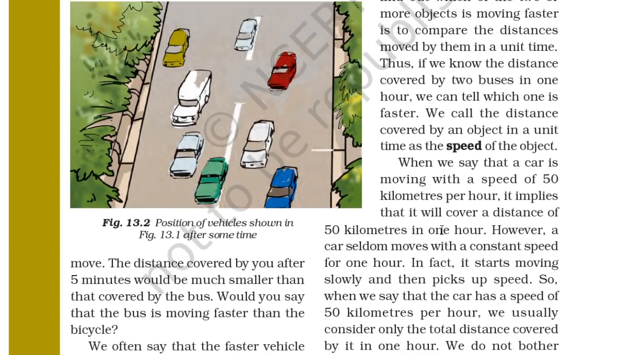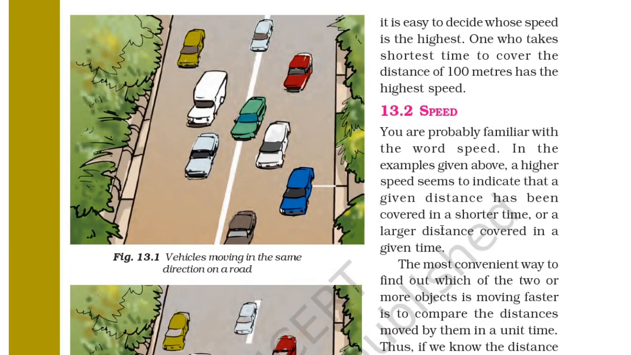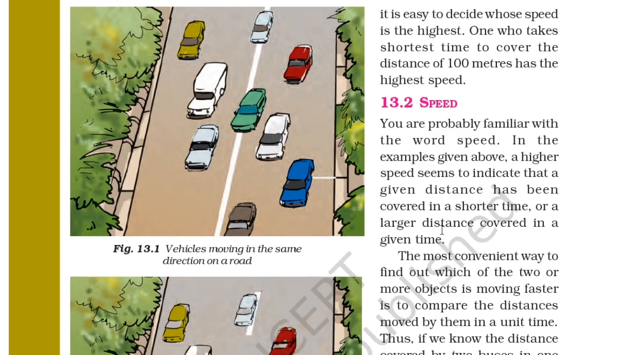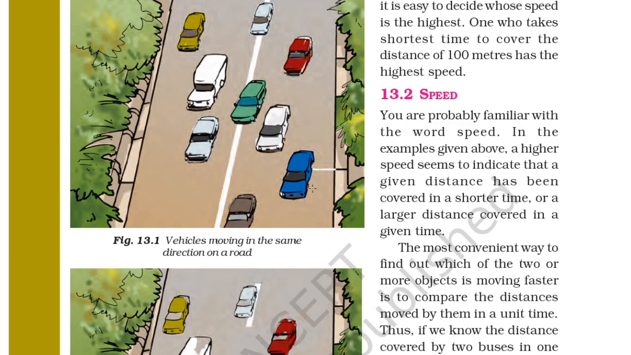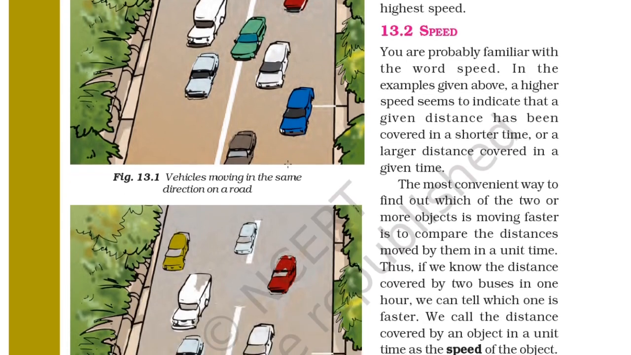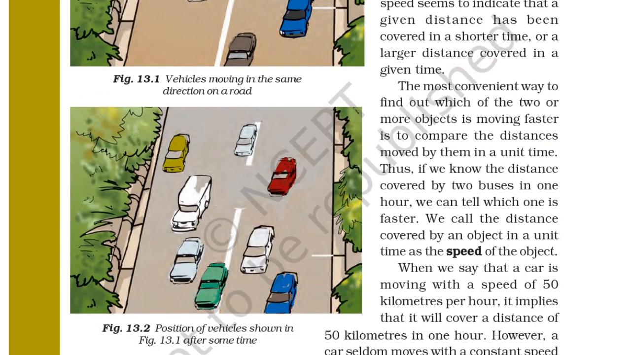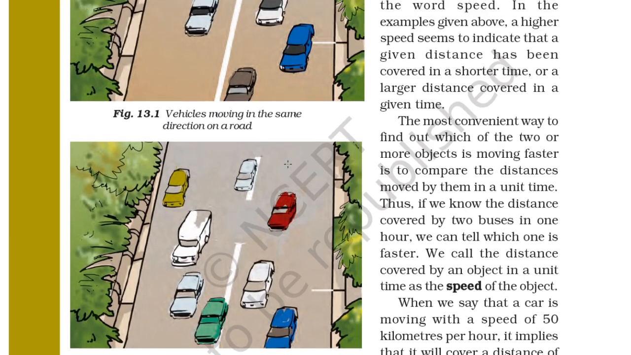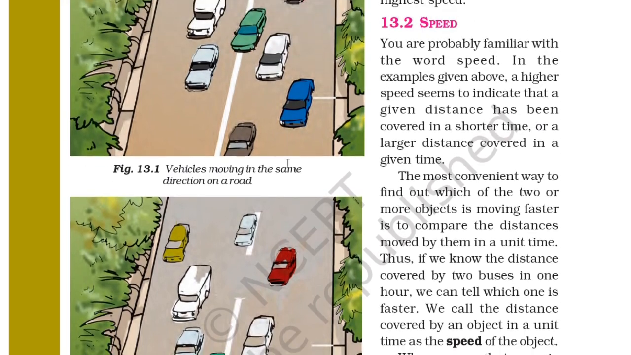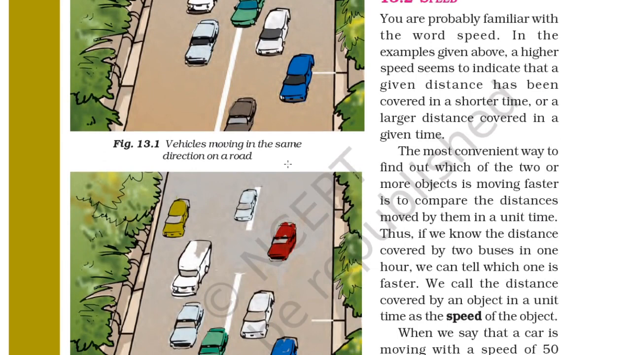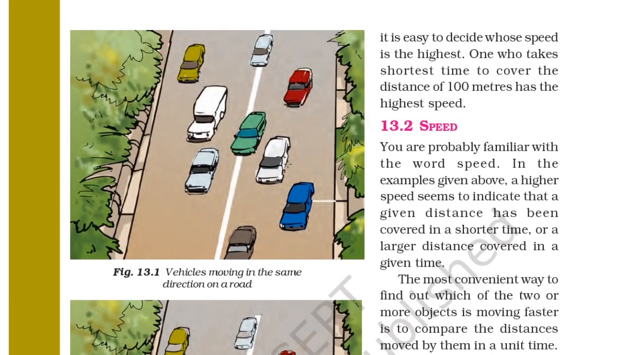In a 100-meter race, it is easy to decide whose speed is highest. One who takes the shortest time to cover the distance of 100 meters has the highest speed. So who has the highest speed will cover the 100-meter distance faster. You can see some vehicles are moving on the same road in the same direction. Now you can see some vehicles have gone ahead and some are left behind. This is the position of vehicles shown in figure 13.1 after some time. You can see the green vehicle has a higher speed, so it crossed ahead of the other vehicles, and the small car is moving at a slower speed.